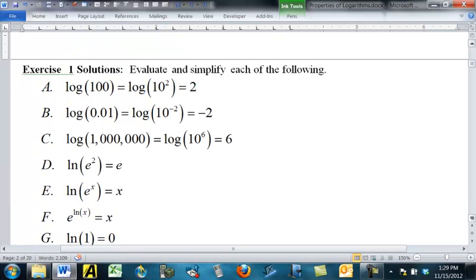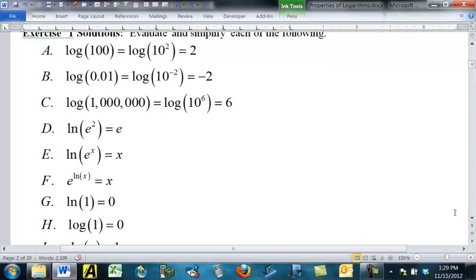Well, let's take a look at some of these here. Log of 100 is log base 10 of 10 squared, so that's just the power 2. The log base 10 and the 10 to the power cancel each other out, leaving only the power. Similarly, log of 0.01 is saying 10 to what power is 0.01, and the answer is -2. Log of 1 million is 6, because 1 million is 10 to the 6th, and when we have log base 10 of 10 to the 6th, they cancel each other out.